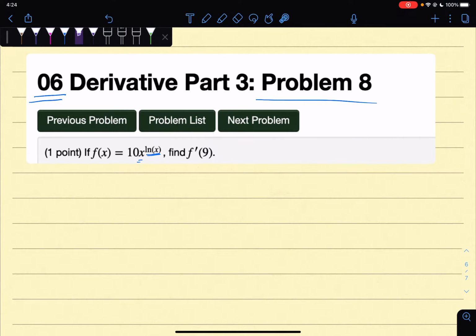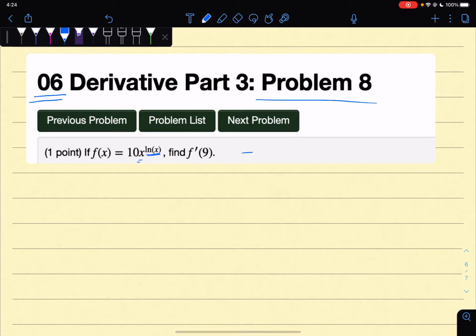So we want to solve homework number 6, problem 8. The problem gives you a function where the base has a variable and the exponent has a variable, so you can only use logarithmic differentiation to solve it, as no other way can apply here. And they want you to find what's f prime of 9.